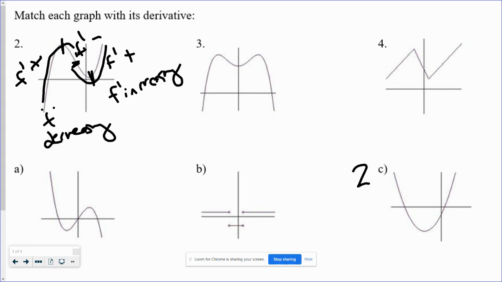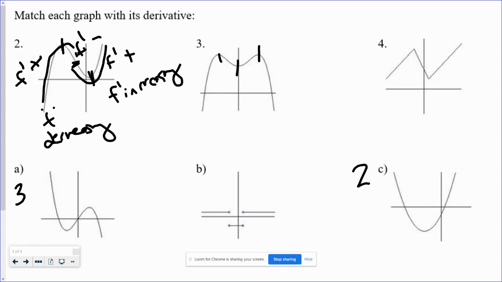I'll write it down here because I'm going to draw the graphs, and that's a little bit easier to see. Number 3, same type of deal. Let's start off looking at increasing. We start off increasing, then decreasing, then increasing, then decreasing. So we need 3 sign changes. We need a derivative that's going to start out positive, then negative, then positive, then negative. The only one that does that is A, so 3 has to match up with A.